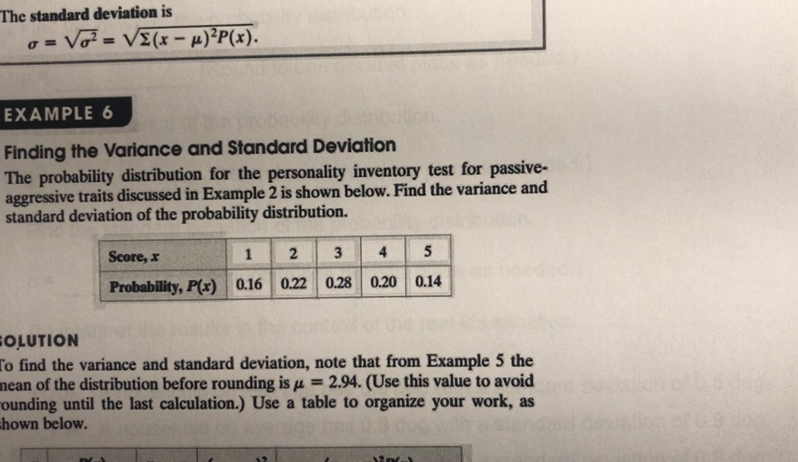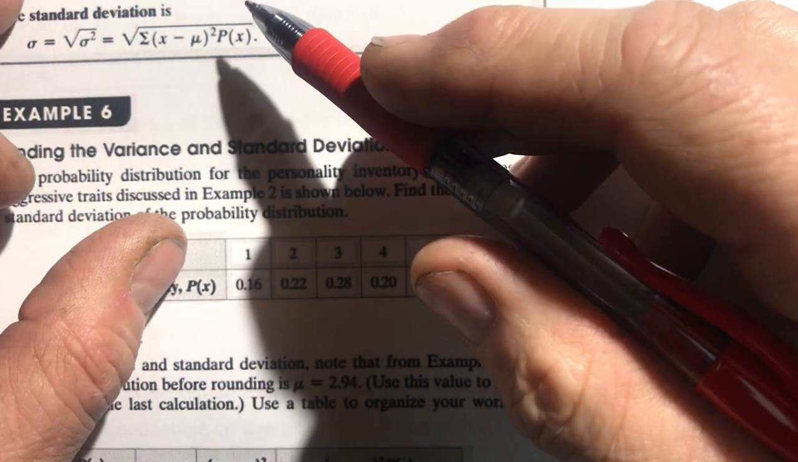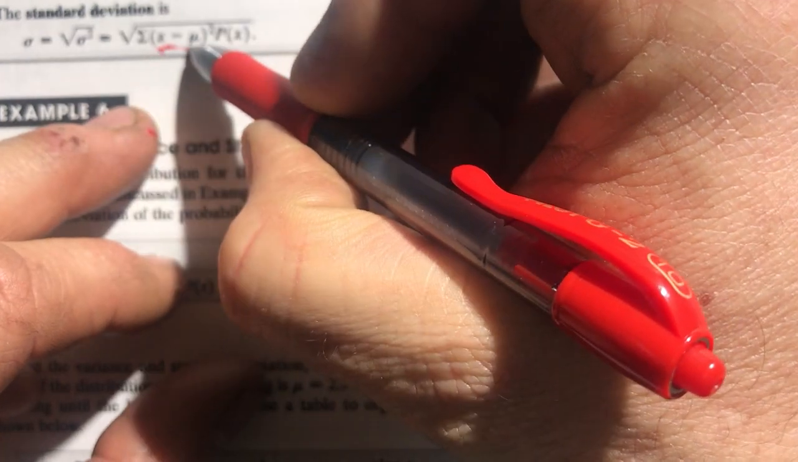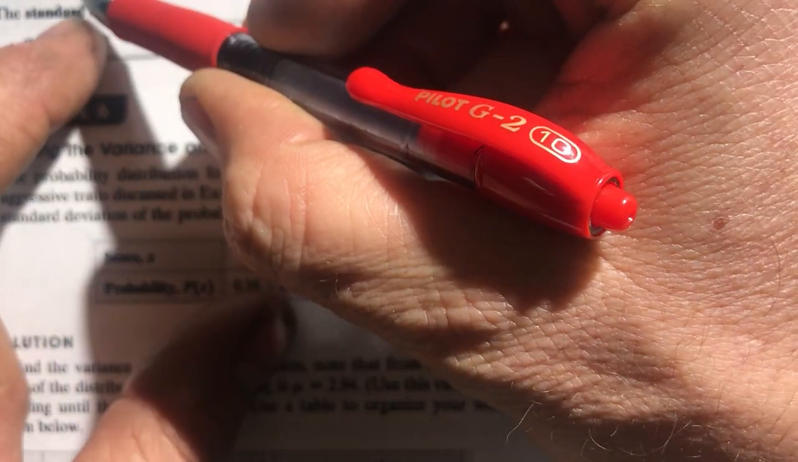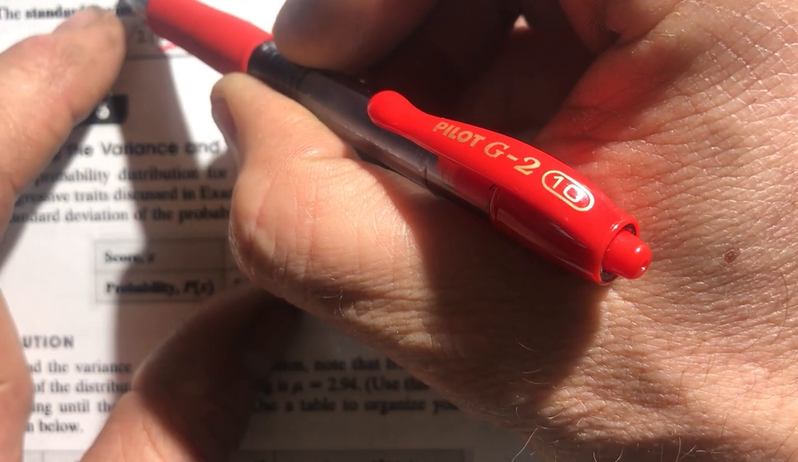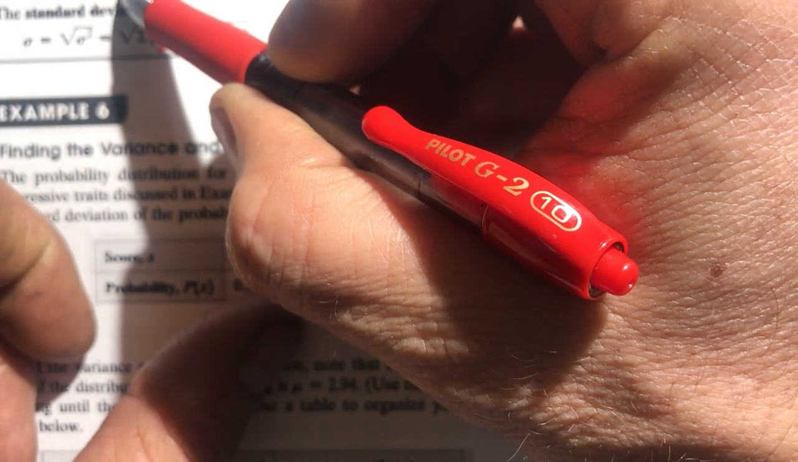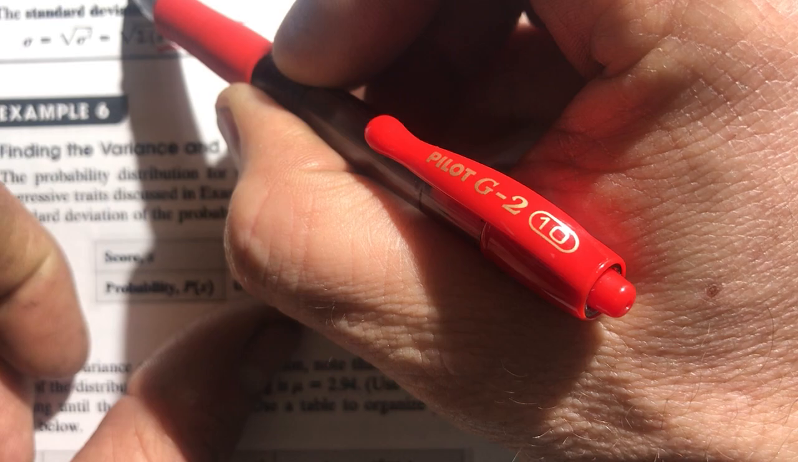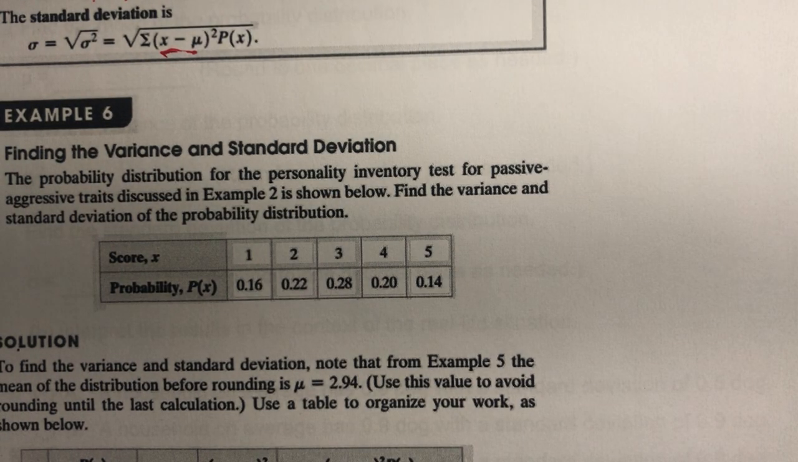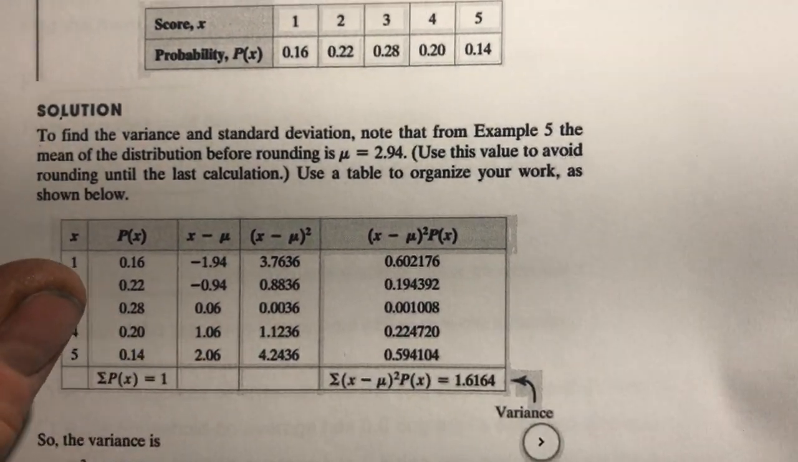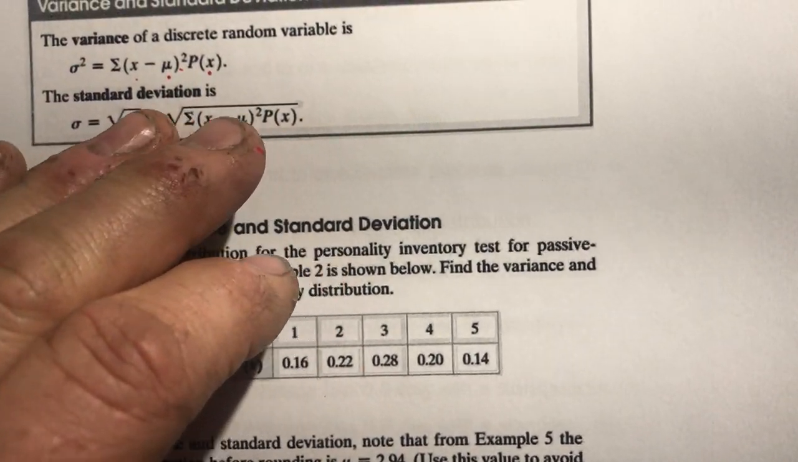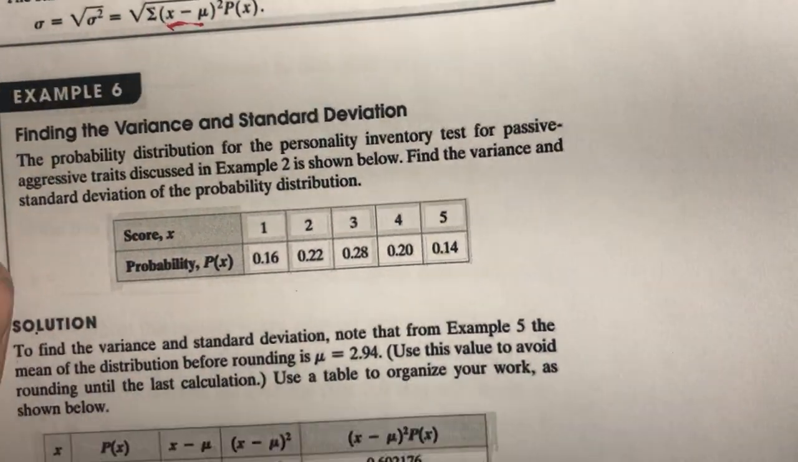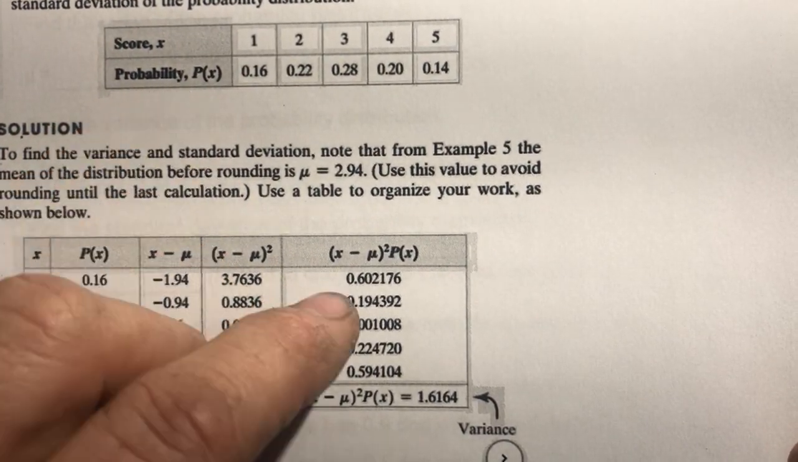Now, next thing we have is some variance and standard deviation. You may not understand this stuff right here, but what we're doing is we're taking each x value minus the mean value, squaring those, and timesing it by the probability. All right, so let me show you. There's an example right here. If you don't understand this exactly, that's no big deal.